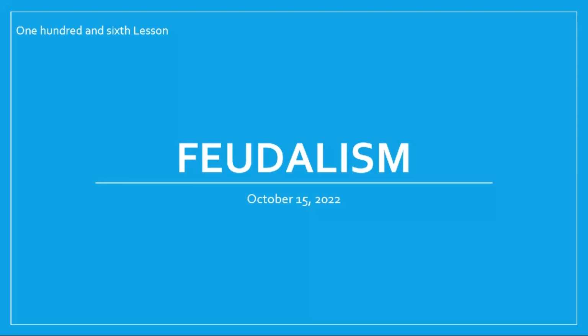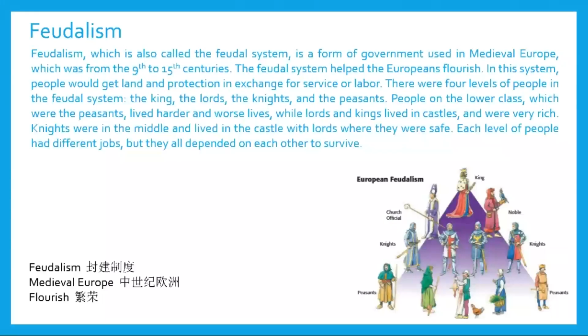Normal speed. Feudalism, which is also called the feudal system, is a form of government used in medieval Europe, which was from the 9th to 15th centuries. The feudal system helped the Europeans flourish. In this system, people would get land and protection in exchange for service or labor. There were four levels of people in the feudal system: the king, the lords, the knights, and the peasants.